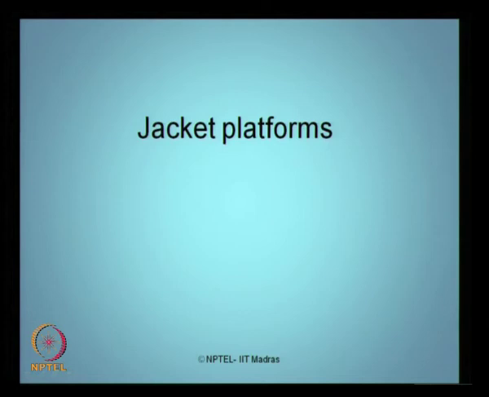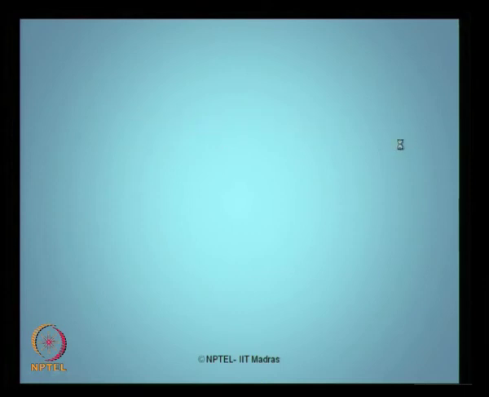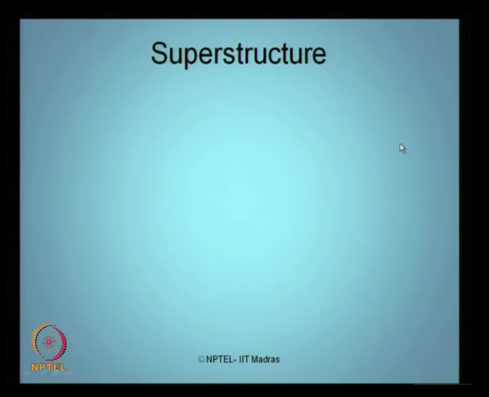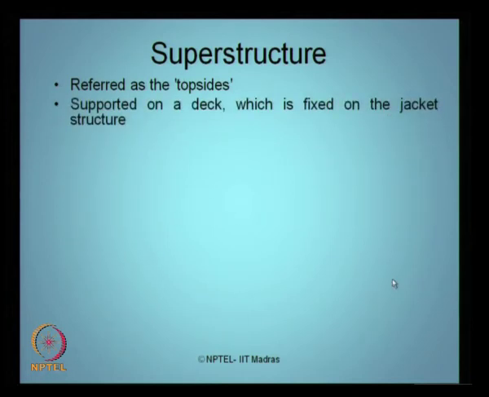The next type of platform, which is a fixed type platform, is what we see here. It is a jacket platform. Essentially it is made out of steel, therefore people call this steel jacket structures. If you look at the components of a steel jacket platform, it has 2 main components, superstructure and substructure. The superstructure is referred to as topsides in the literature. It supports a deck which is fixed on a jacket structure.